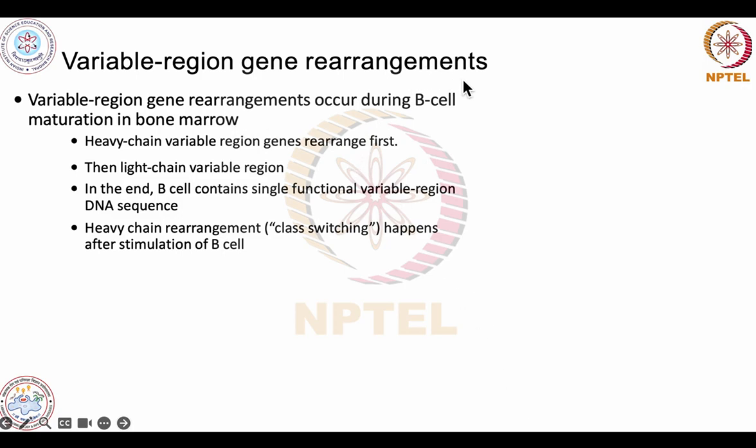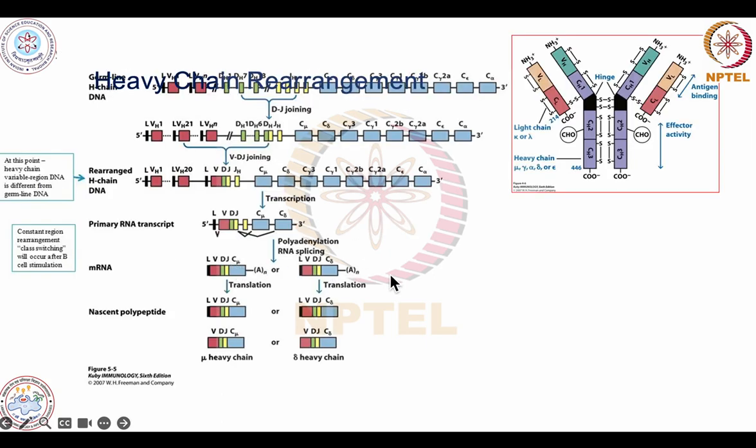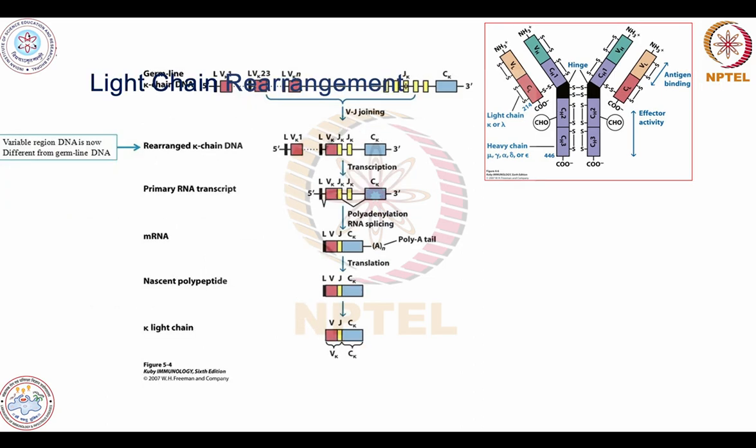Variable region gene rearrangements occur during B cell maturation in bone marrow. Heavy chain variable region genes rearrange first, then light chain variable region genes. In the end, the B cell contains a single functional variable region DNA sequence. Heavy chain rearrangement happens after stimulation of the B cell. So this is heavy chain rearrangement. I will discuss the heavy chain and light chain rearrangement in detail in some time. This is light chain rearrangement.